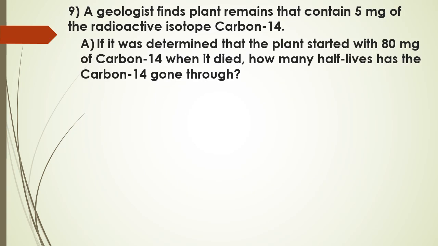So number 9 says a geologist finds plant remains that contain 5 milligrams of a radioactive isotope, carbon-14. If it was determined that the plant started with 80 milligrams of carbon-14 when it died, how many half-lives did carbon-14 go through? In order to figure out how many half-lives, we start with 80 milligrams, and then we divide by 2, and that gives us 40 milligrams. So that's the first half-life.